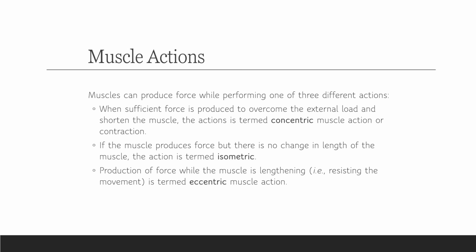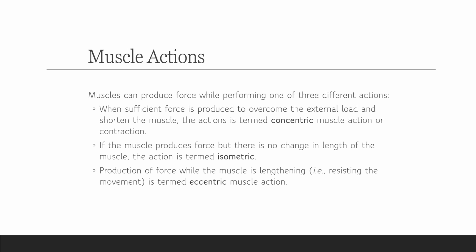Muscles produce forces while performing one of three different actions. When sufficient force is produced to overcome the external load and shorten the muscle, the action is termed a concentric muscular action or contraction. When the muscle produces force but there is no change in the length of the muscle, the action is termed an isometric muscle action. And when the production of force occurs when the muscle is lengthening or resisting the movement, the muscular action is termed an eccentric muscular action.